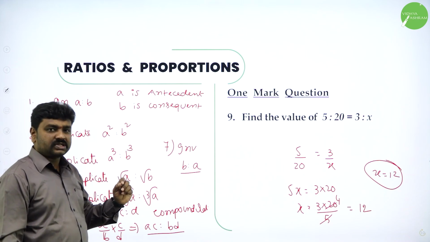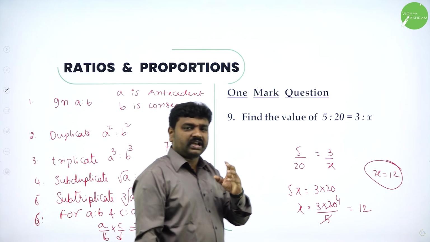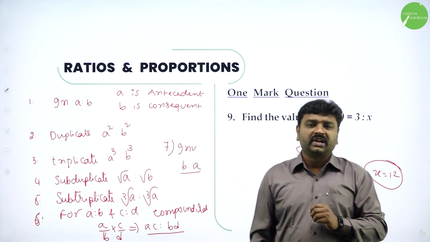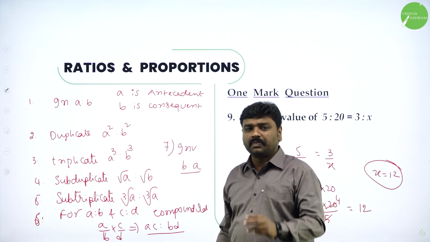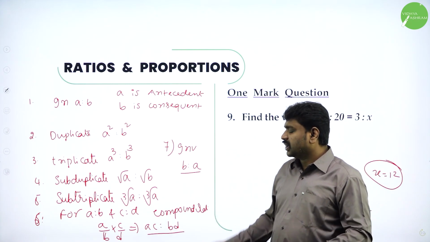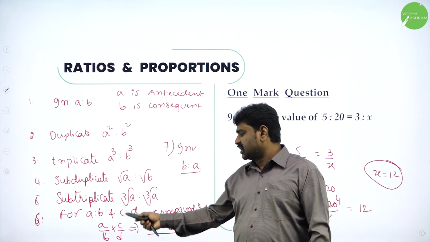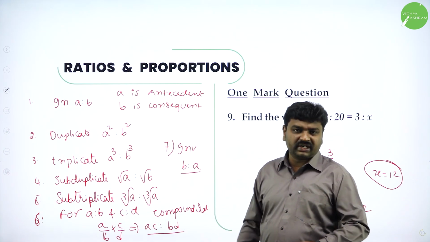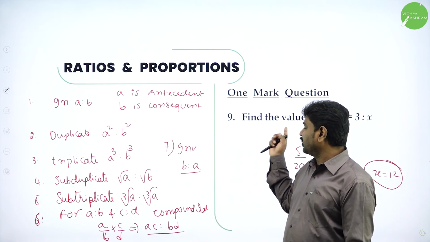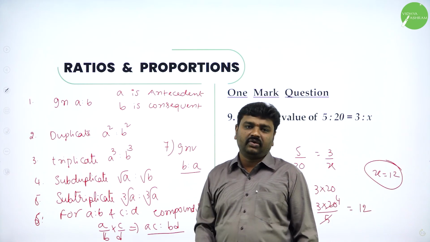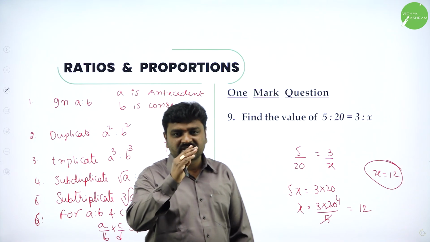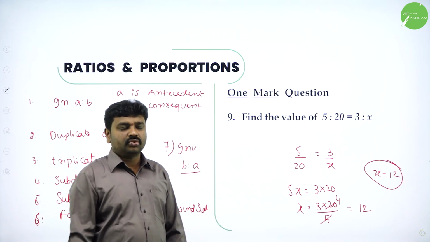Duplicate means squaring, A square is to B square, triplicate A cube is to B cube. Subduplicate means root A is to root B, subtriplicate cube root A is to cube root B, and compound ratio means AC is to BD, or we say A by B into C by D. If you do, you'll get it. So finally we have done finding the unknown when the ratios are equal. So these are the standard and simple 1 mark questions which are most important.